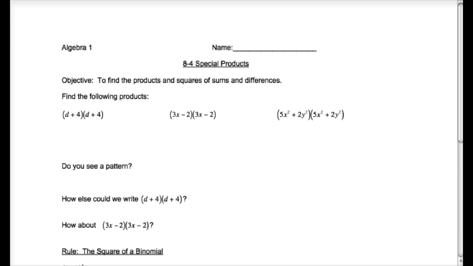Everybody take the first three problems where you're multiplying a binomial by itself, a binomial times the same binomial. What I want you to do is do FOIL on those and watch what happens. Go. Do FOIL on those and look for a pattern.